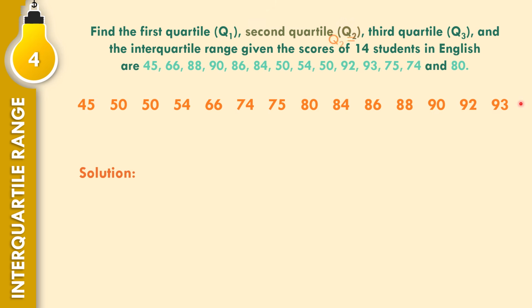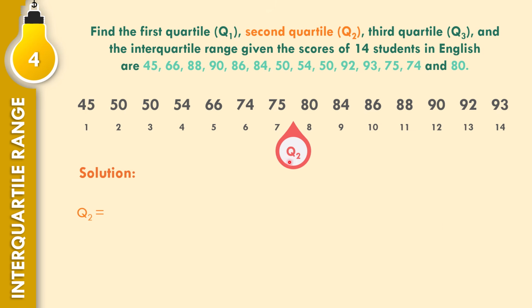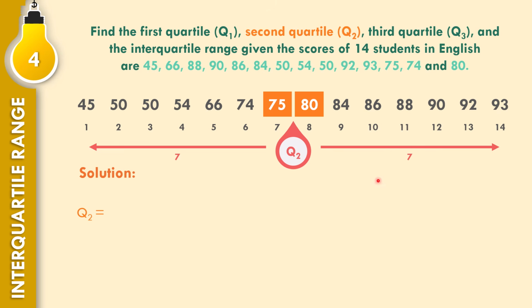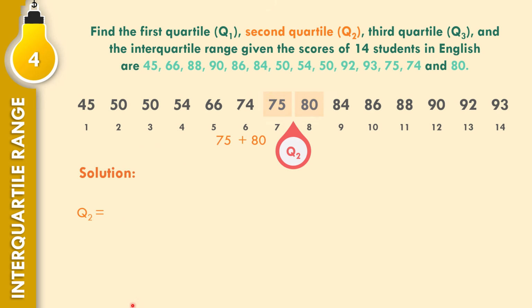First, we need to identify the quartile 2, or the second quartile. But first, we need to identify the middle. So the middle from those numbers, from 1 up to 14, N is equal to 14. It means the middle is between position 7 and 8. So the quartile 2 is between the positions of 7 and 8. This is the lower half and then the upper half. So let us solve for the quartile 2. That is 75 plus 80 divided by 2, 155 divided by 2, the answer is equal to 77.5.